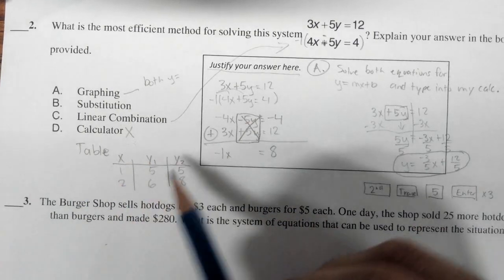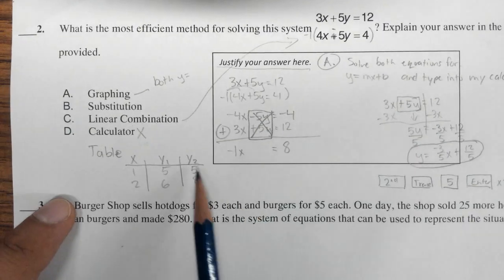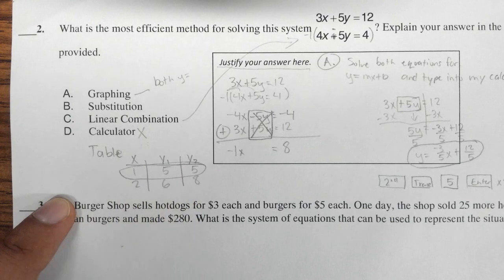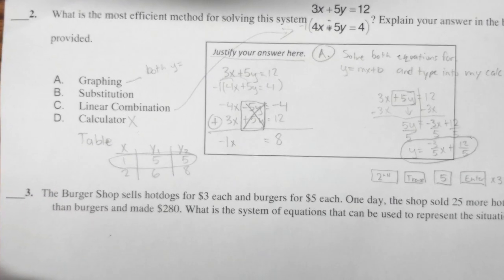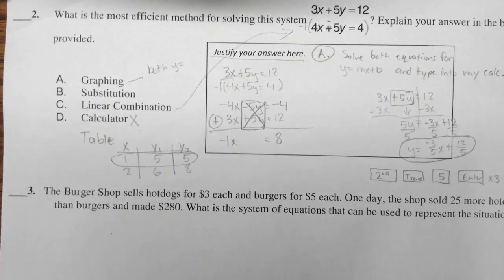Alright, so something like that where you show us, hey, this is what I saw in my calculator, I saw the 2 5s here, so I knew that that was my solution. Alright, so just a little screenshot if table shows up as one of your answer choices.